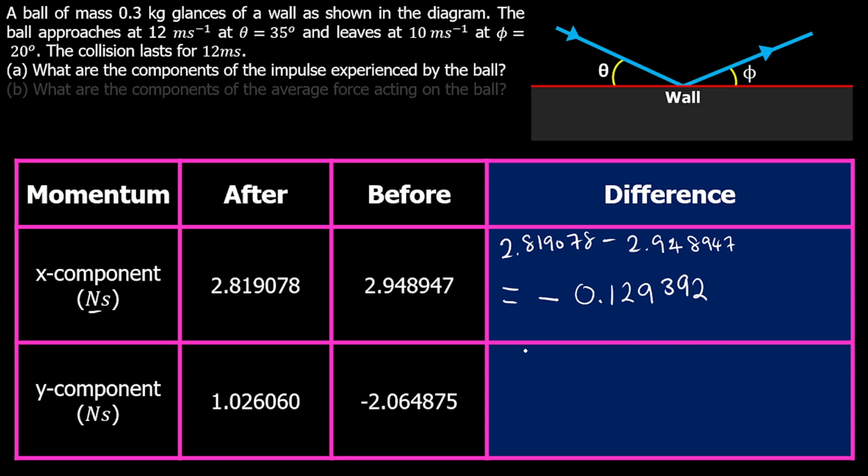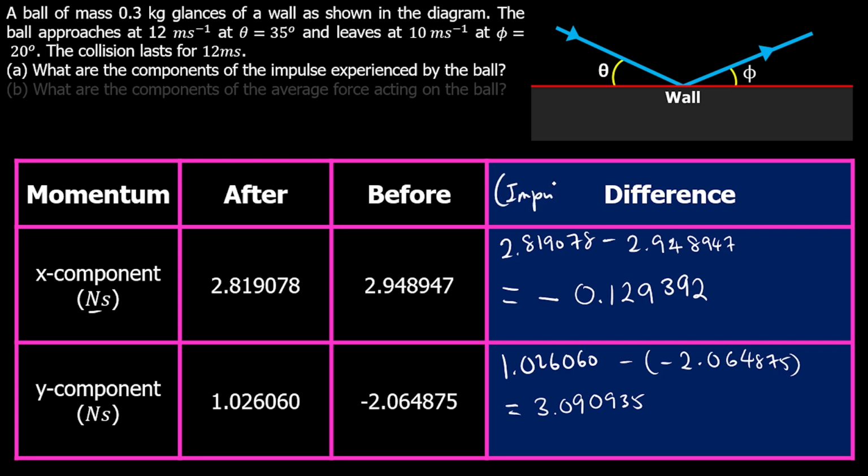And then the second part as well, you can take 1.026060 minus negative, sorry, 2.064875. Okay, you take the difference, and the difference is going to be 3.090935, and this difference is going to be your impulse. So these are the components that they were talking about. This is the x component, and this is going to be the y component.